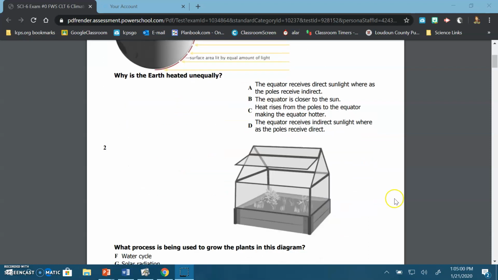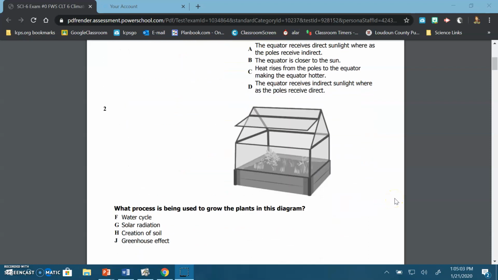Number 2, what process is being used to grow the plants in this diagram? Is it F, water cycle, G, solar radiation, H, creation of soil, or J, greenhouse effect?